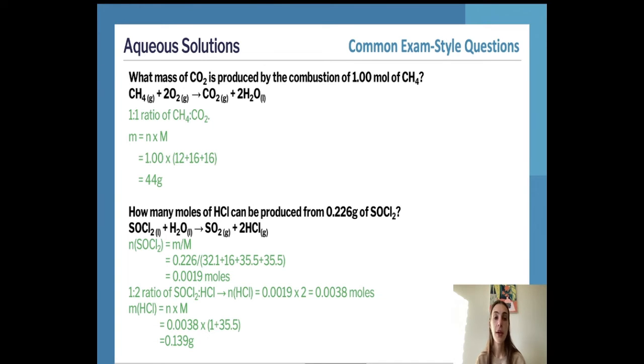And so we can use our periodic table for that. So we can find the molecular mass of carbon, which is 12, and then the molecular mass of oxygen, and there's 2 oxygens, which is 16. So we've got 1 times 12 plus 16 plus 16. And so that's going to give us an answer of 44, which means that there is 44 grams of carbon dioxide produced when we combust 1 mole of methane, or 1 mole of CH4.